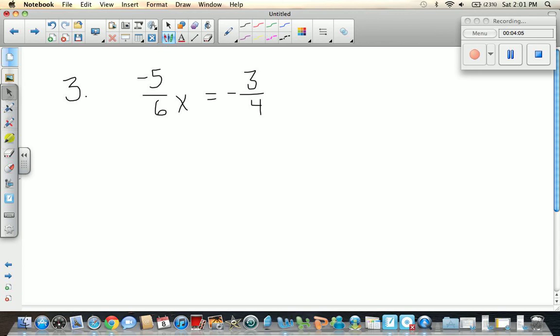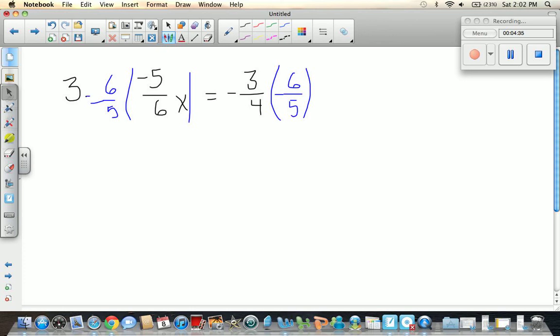Number 3, again, we're going to multiply by the reciprocal, and the reciprocal of -5/6 is -6/5. Be careful that when you are multiplying the other side by the reciprocal, that it is actually the reciprocal. I saw a lot of people on this problem who wrote -3/4 times -5/6, so they didn't actually invert it. They got mixed up about which number was the reciprocal.